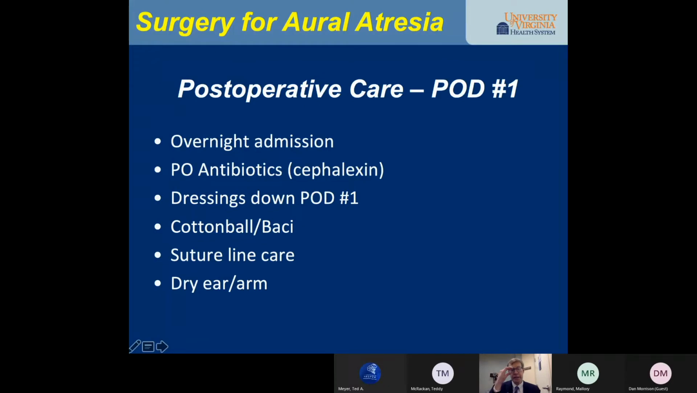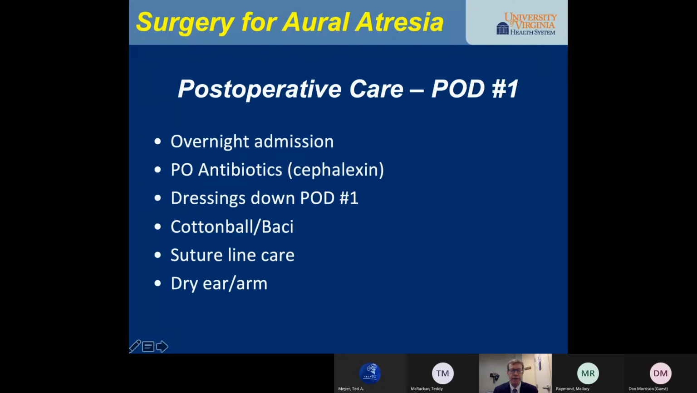I usually keep the kids in the hospital overnight just for one night for nausea, vomiting, and pain control. I do put them on Keflex for about 5 or 6 days. The dressings come down. The mastoid pressure dressing comes down on post-op day 1.